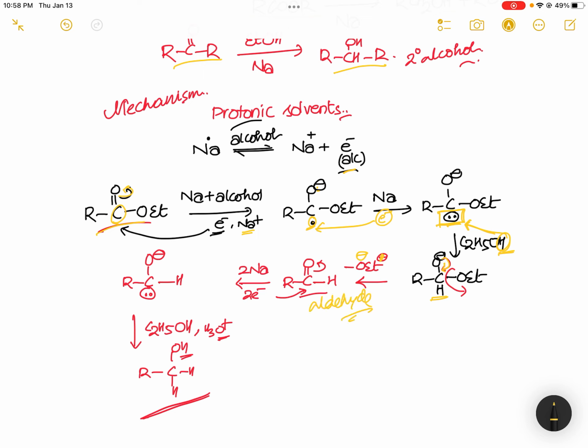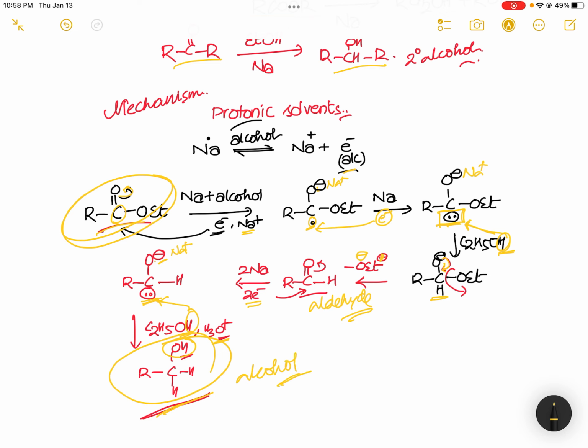The same steps are repeated. So two sodiums at a time, we are showing two electrons, which means this oxygen is getting a negative charge. You can show this as sodium plus. Whenever an oxygen negative charge is there, you can show sodium plus, no problem. And this carbon got a negative charge. When you're adding a proton, this proton is added here. Still it will be O minus. When you're adding H3O plus, it will become OH. So the ester is converted completely to alcohol.